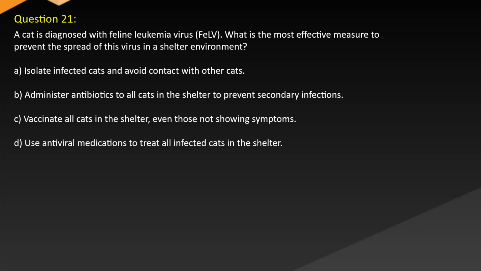Question 21. A cat is diagnosed with feline leukemia virus, FeLV. What is the most effective measure to prevent the spread of this virus in a shelter environment? A. Isolate infected cats and avoid contact with other cats. B. Administer antibiotics to all cats in the shelter to prevent secondary infections. C. Vaccinate all cats in the shelter, even those not showing symptoms. D. Use antiviral medications to treat all infected cats in the shelter.